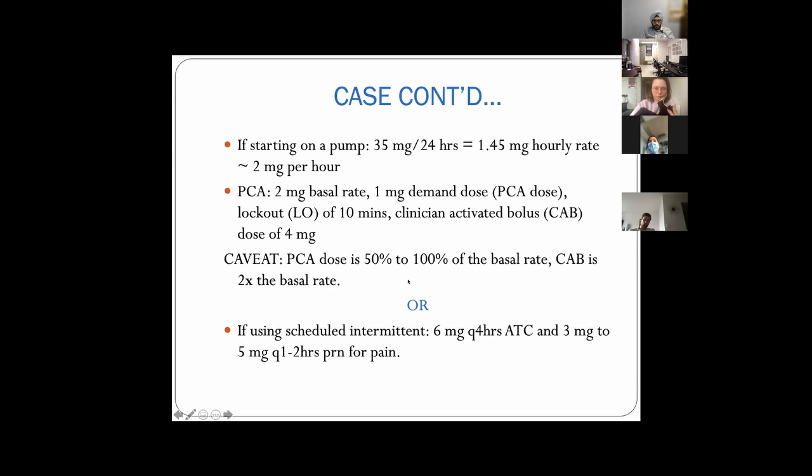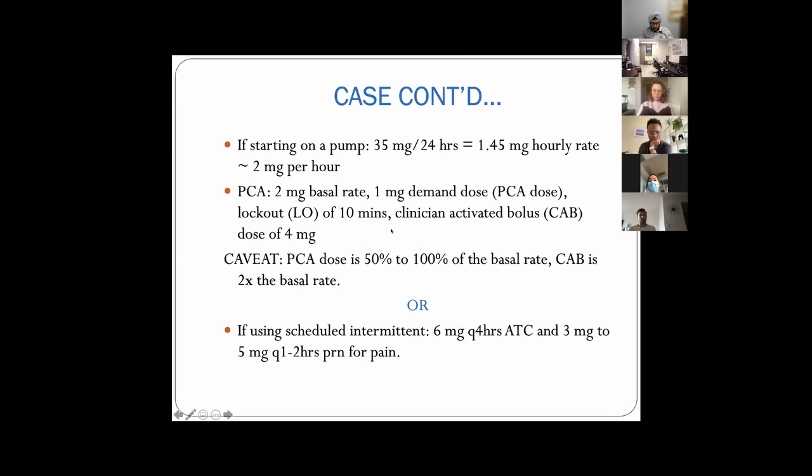The other thing that I also wanted to tell you is that in exceptional cases, when you're confident enough not to adjust for incomplete cross tolerance, you can ignore the 50% reduction. That's really applicable for people who continue to have severe pain or 10 out of 10 pain, even when you're converting from one opioid to the next. And then the final point here is that when you're doing the 35 milligrams, let's say you did not adjust for incomplete cross tolerance because the patient is in severe pain, you just divide 35 by 24 and you'll end up with 1.45 milligrams hourly or 2 milligrams an hour.